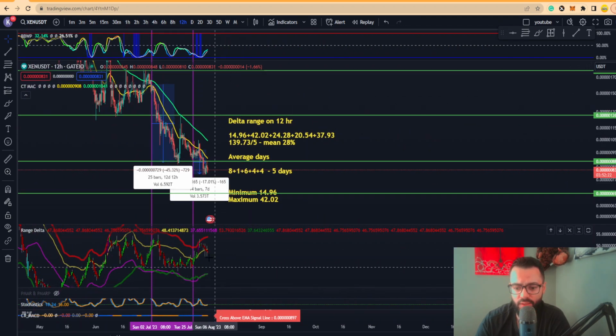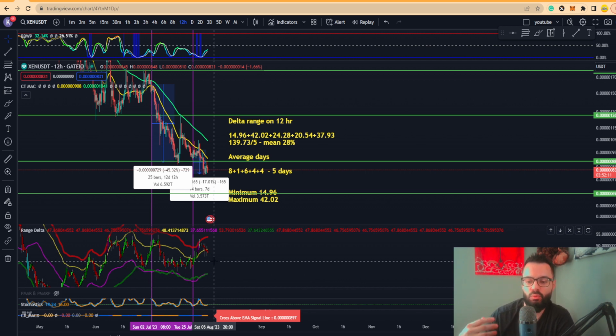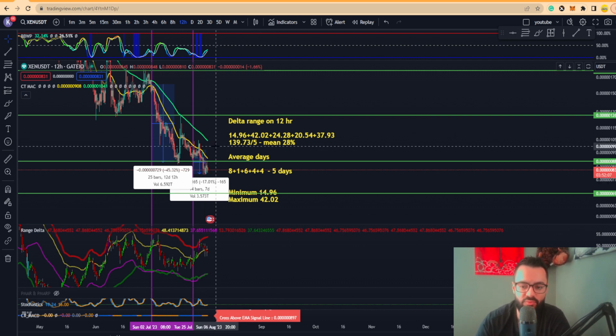So again, we got that closure below that yellow line. What I'd like to see for ZEN is it really get close to the mid section of this, or even closer to the purple line. That's when it will give me the notion, hey, we're expecting a bounce for ZEN to the 55-day moving average.